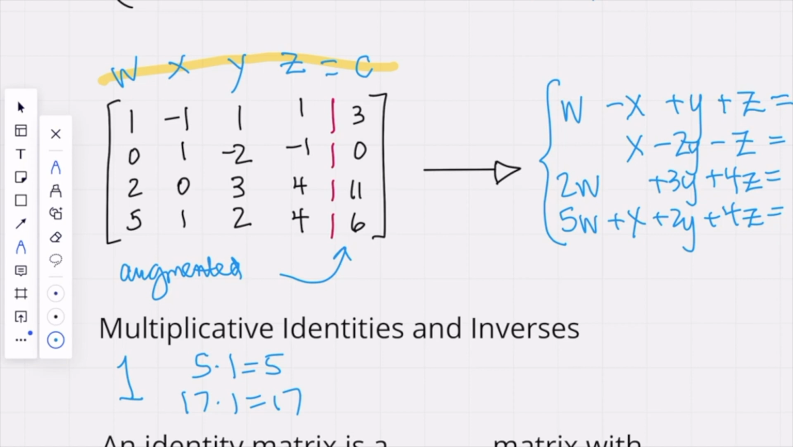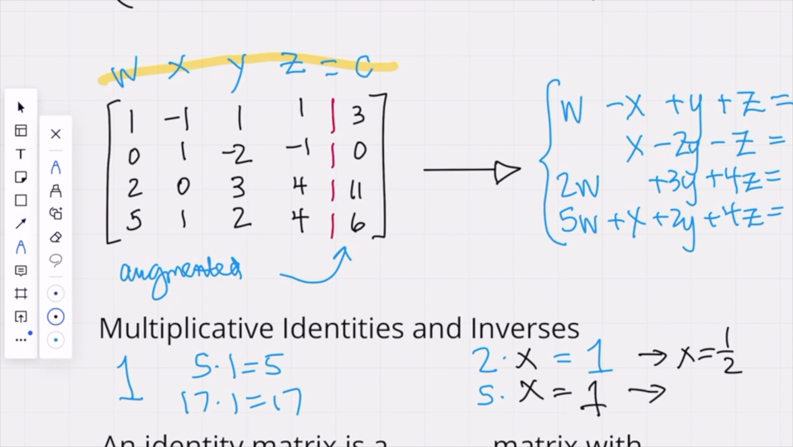And an inverse, this is a little bit harder to think about, but it's really what is the value that when I multiply it by a number, I have an output that is the identity. Okay, so let's think about this for a second. 2x is equal to 1. Well, what would that mean x would have to be? x would have to be 1/2 then, right? How about 5 times what number is equal to 1? Well, that would have to be 1/5.